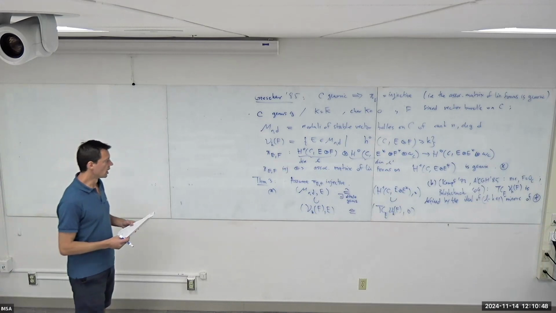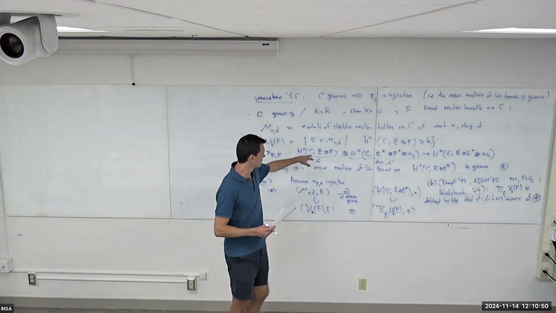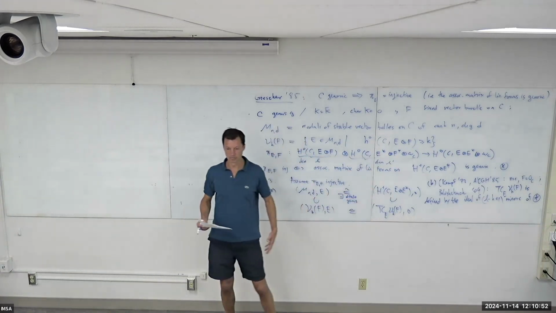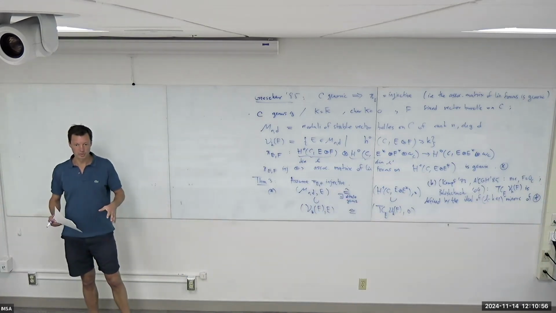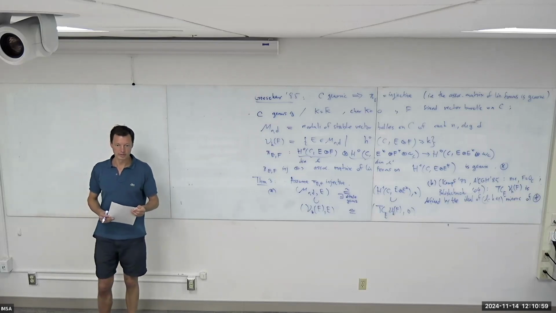So you can feel free to fix bases here, and then you get matrices. But it doesn't matter if you choose other bases, you get the same varieties.